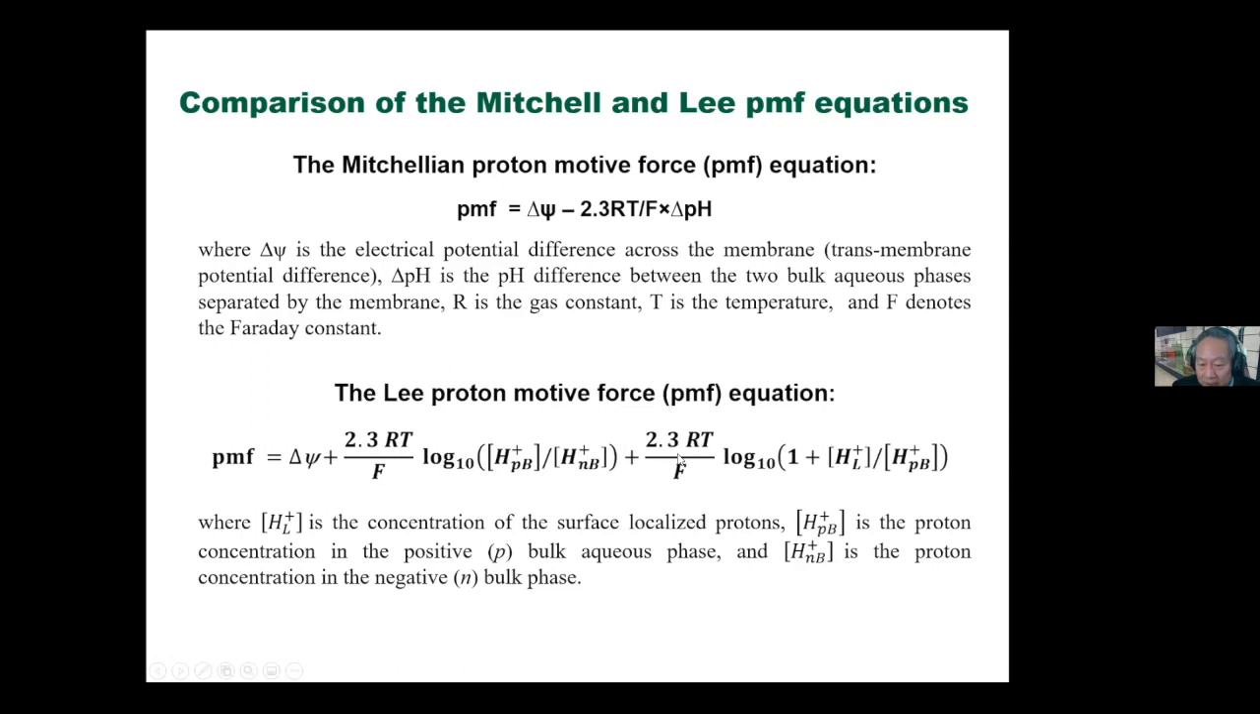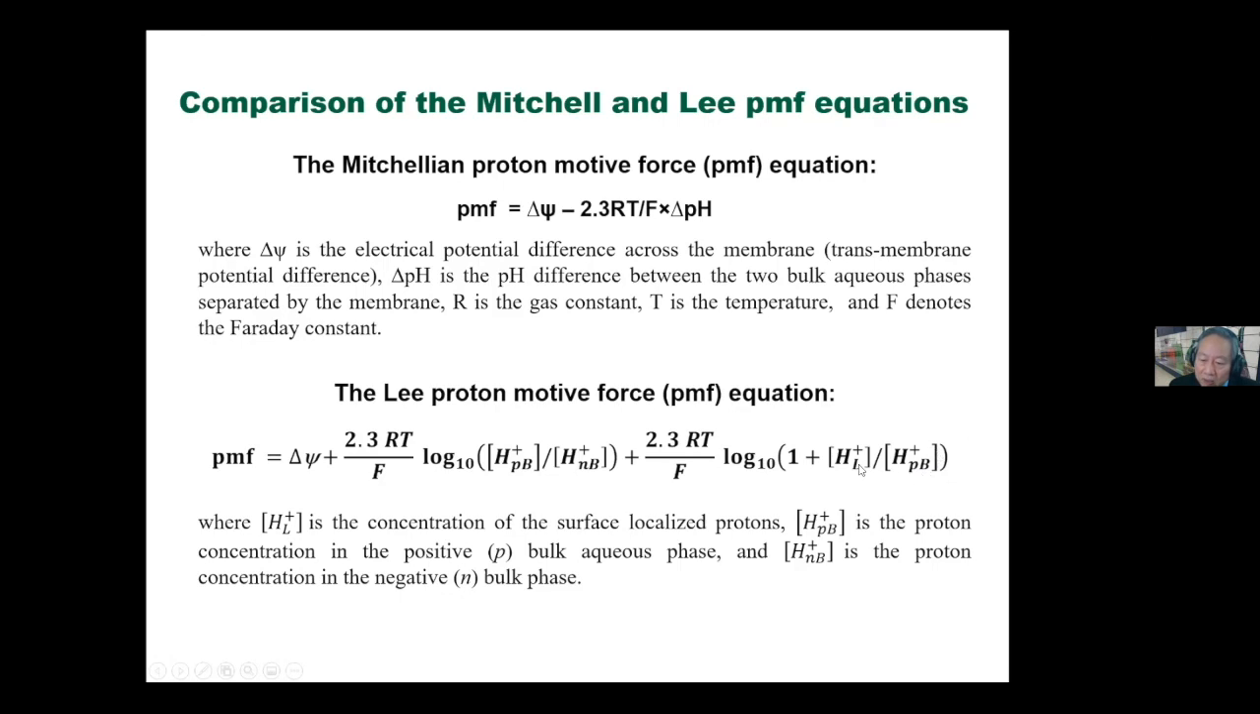So here is 2.3 RT log, with R the gas constant and T the environmental temperature. This term is the one with the layer on the surface, electrostatically localized, and I use L here. So it is the localized proton concentration on that layer, the protonic capacitor, over the bulk phase in the liquid, not the same thing as that one here. And it's this ratio that contributes to the so-called localized proton motive force. So this is very important. I want you to recognize that.